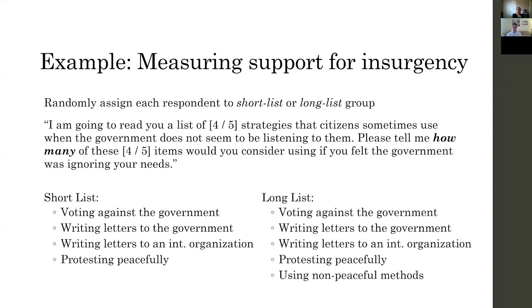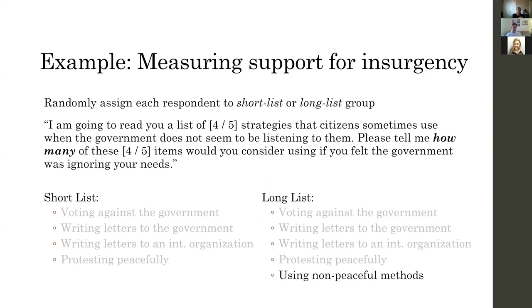The people in the long list group got the same 4 options, as well as a 5th option of using violence, using non-peaceful methods. And again, they said, I would do 3 of these, or I would do 4 of these, okay? So nobody is specifically admitting to using violence. In fact, they're not specifically admitting to anything in particular.